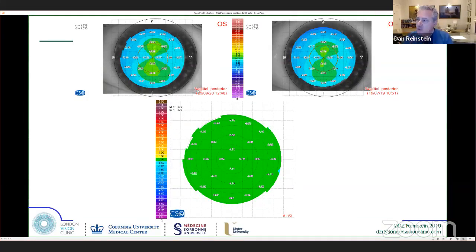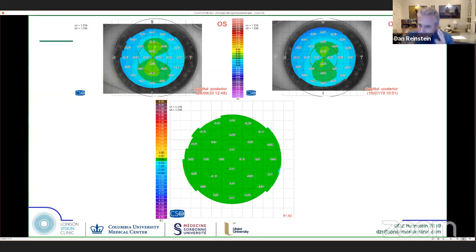This is the posterior surface difference map. And what do you see? You see it is one color. It's green, the difference map. There is not a single device that we have ever used since the OrbScan 1 until now, where you do a difference map of a cornea that has had surgery, let alone a virgin cornea, a cornea that has had surgery. And 14 months later, the back surface is exactly the same as per the diagnostic device.